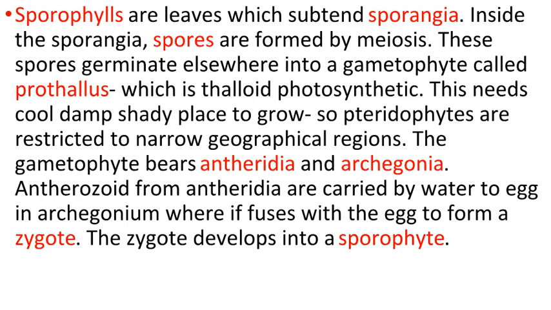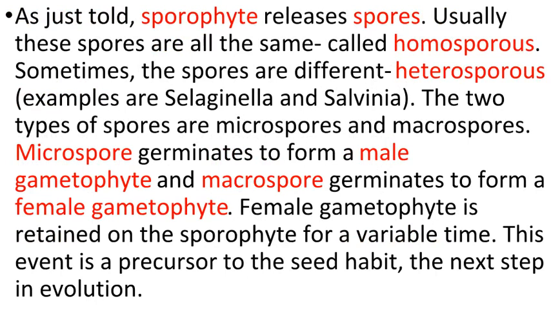Antherozoids from antheridia are carried by water to the egg in the archegonium, where one fuses with the egg to form a zygote. The zygote develops into a sporophyte. As just told, the sporophyte releases spores. Usually these spores are all the same, called homosporous. Sometimes, the spores are different, called heterosporous. Examples are Selaginella and Salvinia.